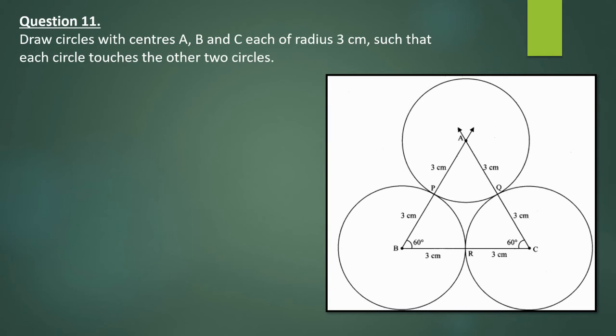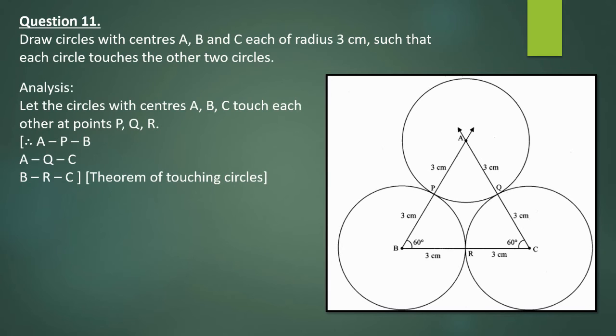Question number 11. We have to draw circles with centers A, B and C, each of radius 3 centimeters, such that each circle touches the other two circles. So let us analyze how to draw such circles. Let the circles with centers A, B and C touch each other at points P, Q and R.